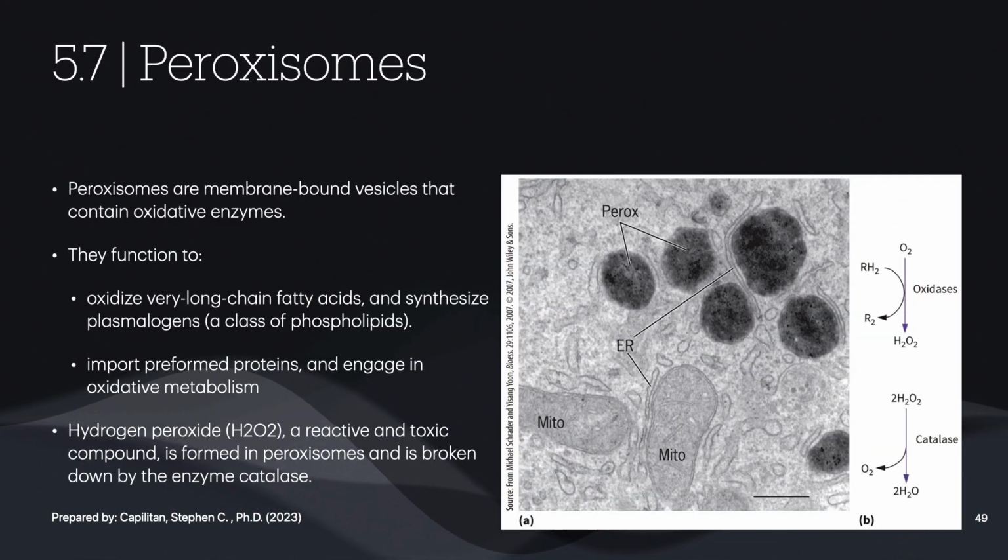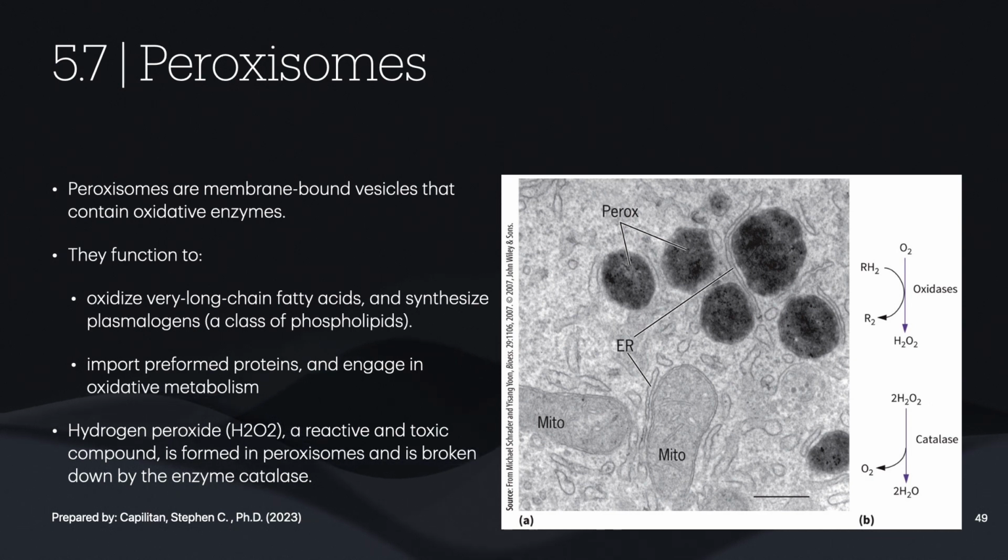Moving forward, we have the peroxisomes. Peroxisomes are membrane-bound vesicles that contain oxidative enzymes. Their functions are, first, to oxidize very long-chain fatty acids and synthesize plasmalogens, a class of phospholipids. They also import preformed proteins which are engaged in oxidative metabolism. Hydrogen peroxide, a reactive and toxic compound, is formed in the peroxisomes and is broken down by the enzyme catalase.